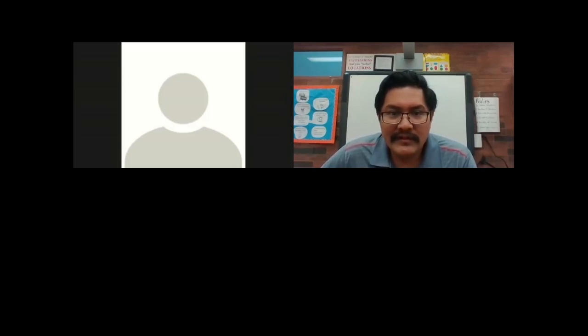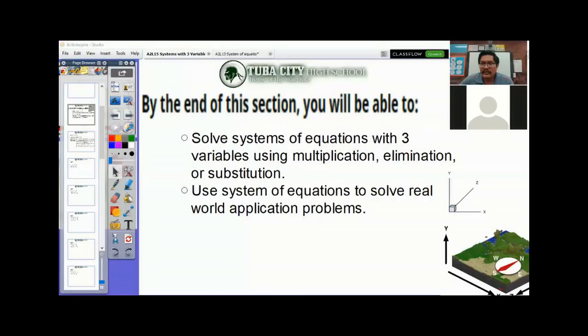Moving over to the lesson, what we got here. So we've worked on solving systems of equations with two variables, which is not that bad. If you have X or Y, just eliminate one of them. But what do you do if there are three variables? That's what we're going to do today: solve systems of equations with three variables.